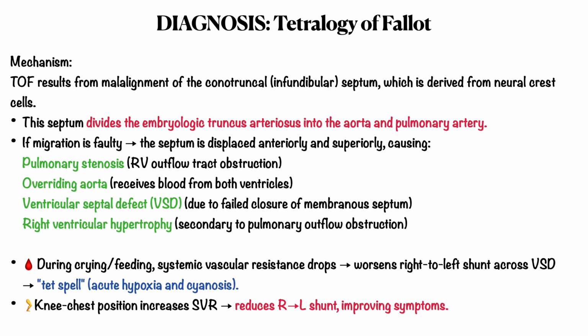So during crying or feeding, systemic vascular resistance drops. So it worsens right to left shunt across VSD, causing tet spells, acute hypoxia, and cyanosis. So in knee chest position, it increases systemic vascular resistance and thus reduces right to left shunting, improving symptoms. So this is the underlying reason why knee chest position improves the symptoms of tetralogy of Fallot.